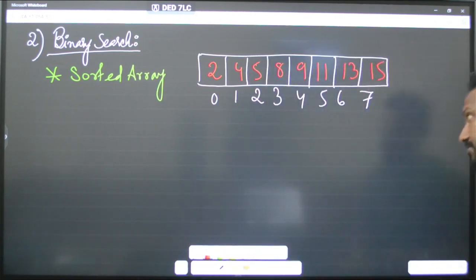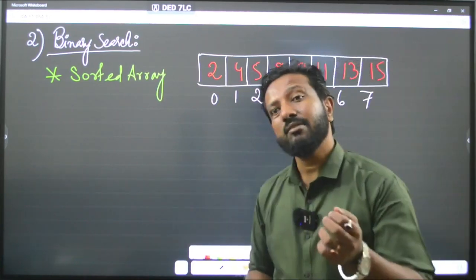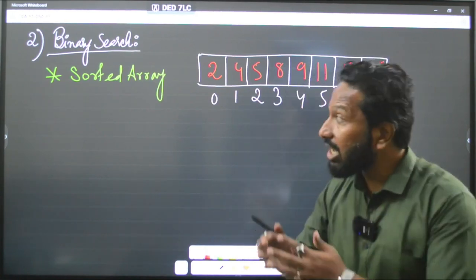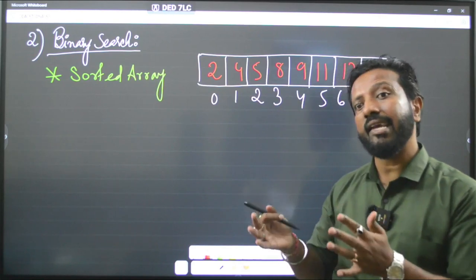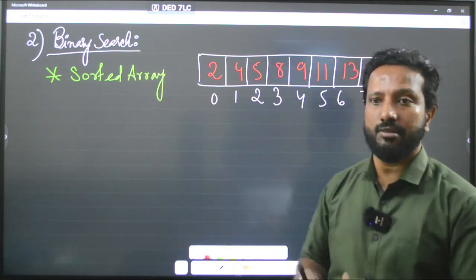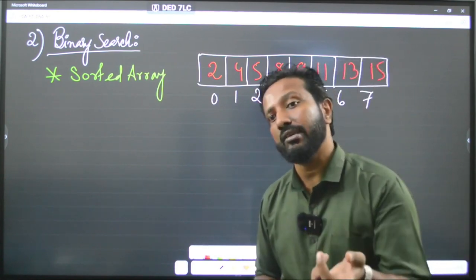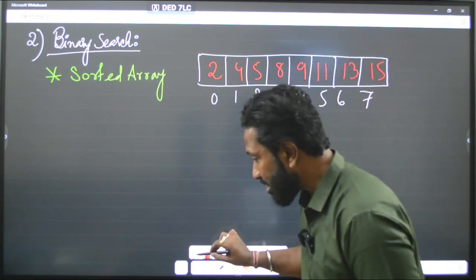Okay. So, now what is the principle of binary search? The principle of binary search is that each iteration the array is divided into halves. The array is divided into halves. How do you do it? You do it something like this.